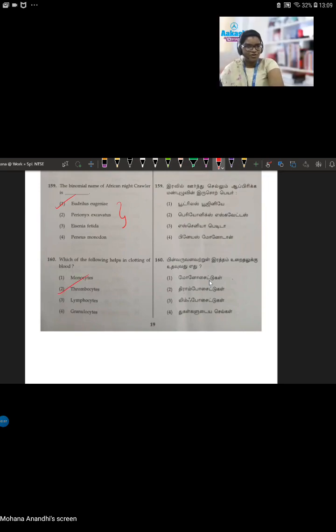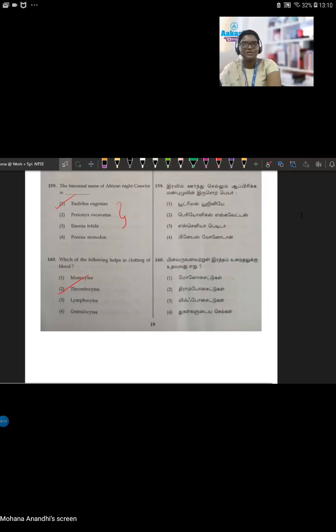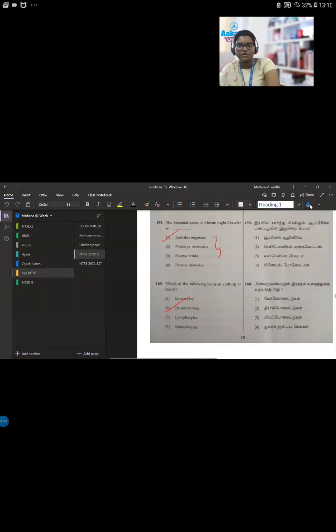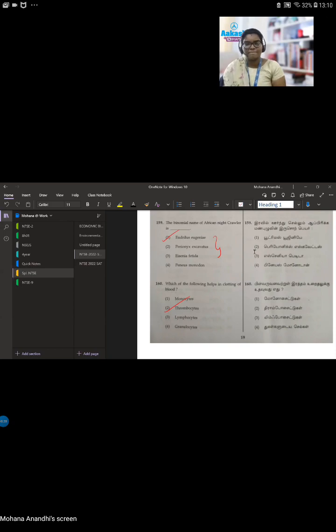So you have the majority right, 14 out of 14 is possible for you. Hopefully we'll check the answers. Any doubts in this part? 14 questions? What is the answer for the last question? The last question is thrombocytes.